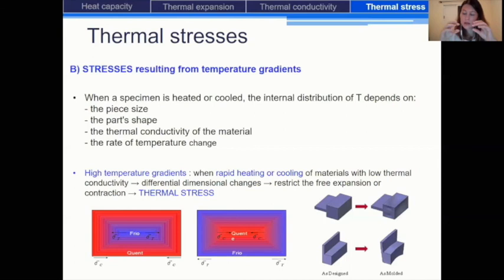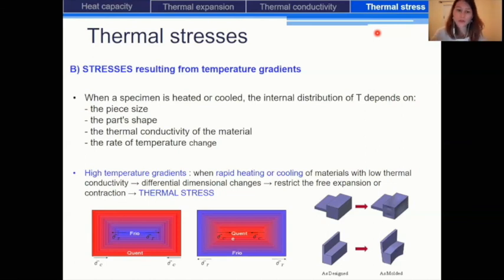And so this means that we have the surface of the material that during heating will expand, whereas the internal part will remain unchanged, at the same temperature, so the same volume. And so we have different parts of the material that will experience different dimensional changes. And so we have a restriction of the free expansion of the surface by the internal volume of the piece. And this creates a thermal stress.